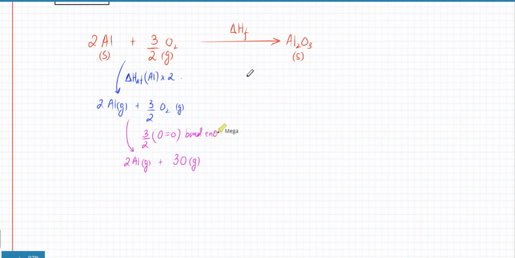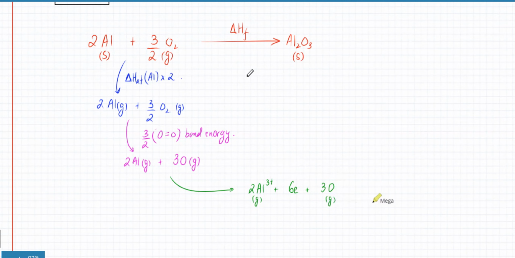So open the data booklet and you can find the bond energy value for this. Next step is ionization. So aluminium should lose 3 electrons. It should form 3 plus ions. So it loses those 3 electrons, but it's not going to be 3 electrons, it's going to be 6 electrons. And there are 3 oxygens, which right now we haven't done anything to them.